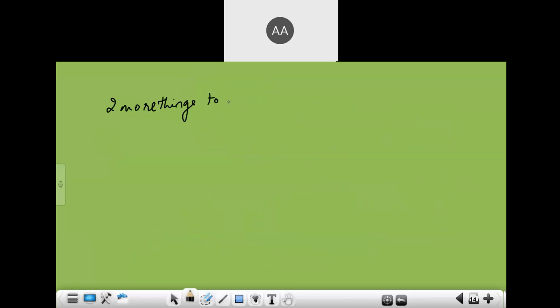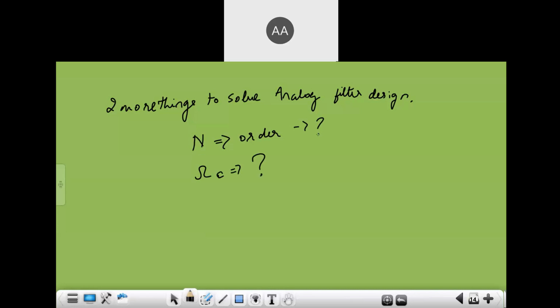Two more things we need to know to solve analog filter design. One is the expression for the order of the filter, and the other is the expression for the cutoff frequency. Suppose a cutoff frequency is given, or if it is not given, how to calculate the cutoff frequency, and how to calculate the order of the filter. Are you getting it? So this is what we have to find out.